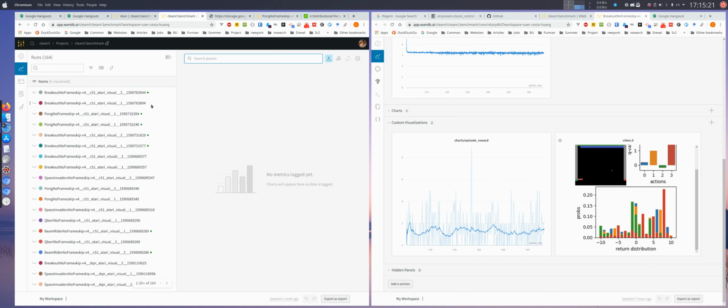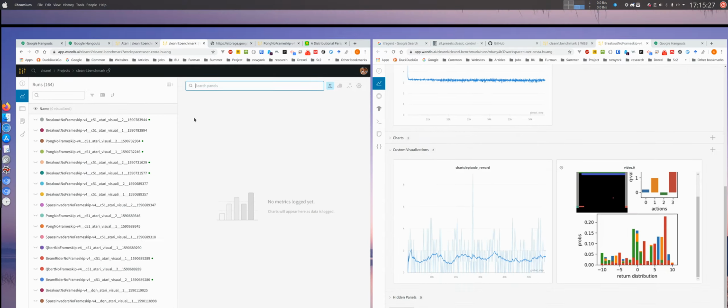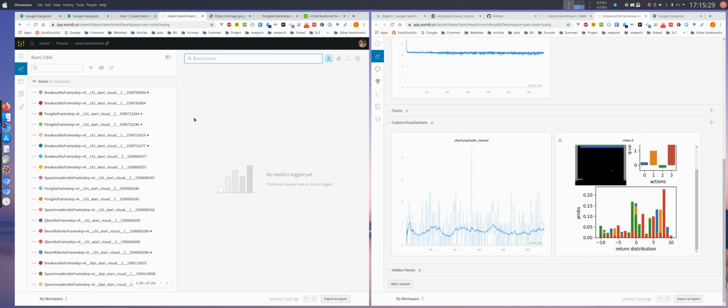For the C51 reproduction, does anyone have any questions or comments?